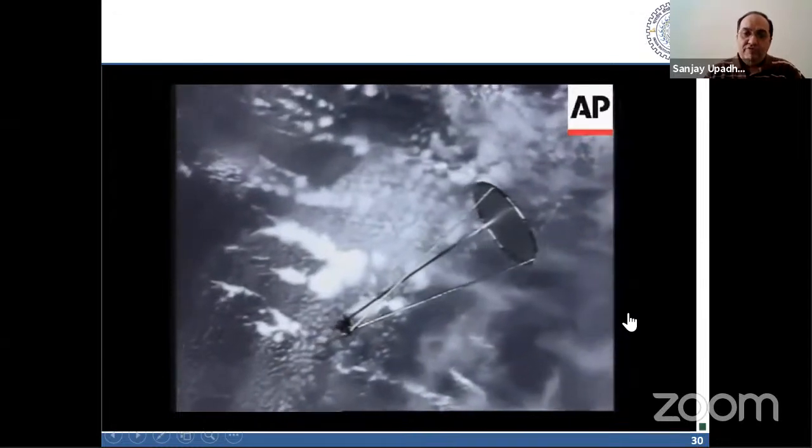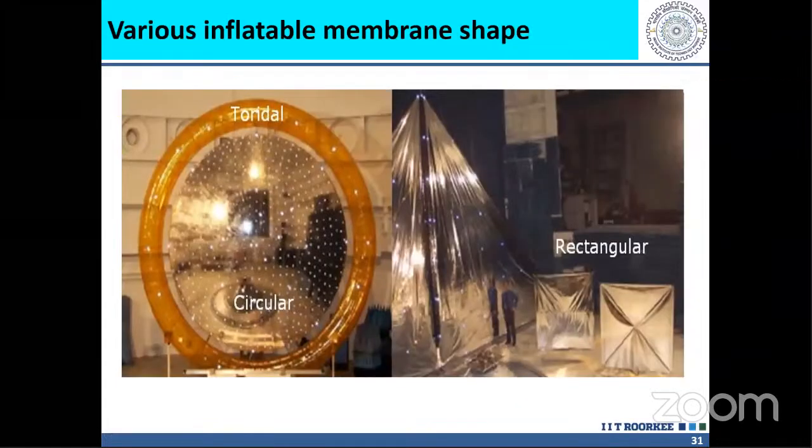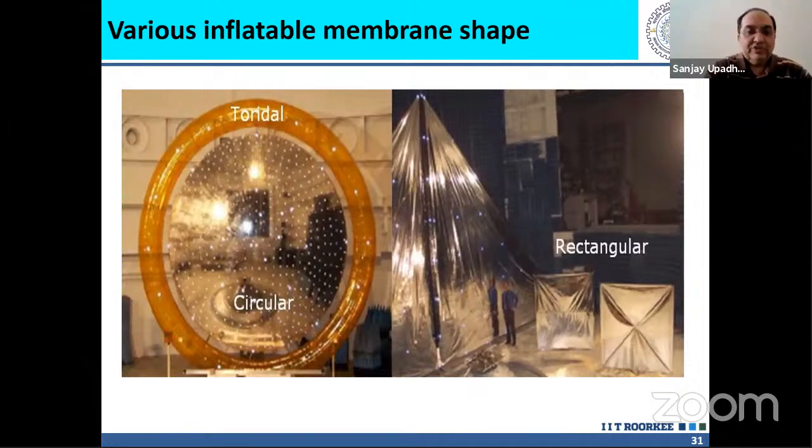Now we are going to the various inflatable membrane shapes. You see, this is the circular membrane, then the triangular membrane, and the rectangular membrane. We have studied all this mathematics and achieved results, and we have compared these results with our own experiments in our lab. We have developed a smart material and structure lab under the RESPOND project, and thanks to Mathur sir also. The first RESPOND project was sponsored by ISRO. At that time, Mathur sir was a group director.